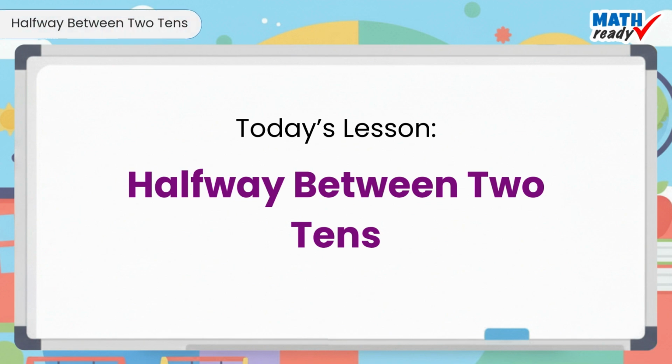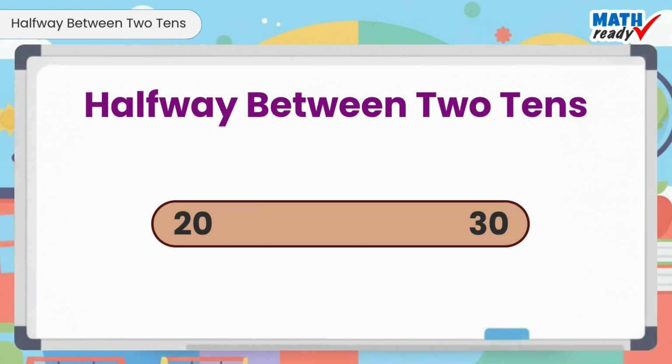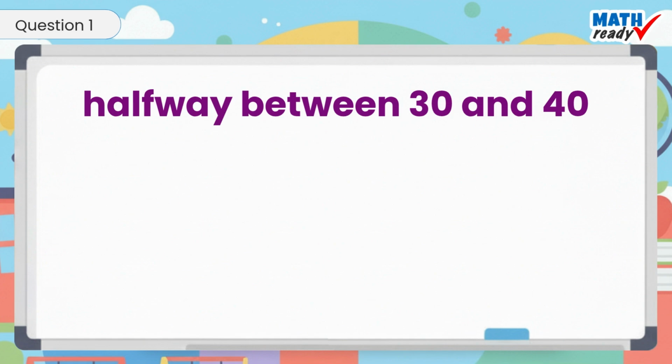Today we are going to learn how to find the number halfway between two multiples of 10. When finding the halfway number, we are looking for the number that is exactly in the middle of the two numbers. Let's work through the first example. What number is halfway between 30 and 40?